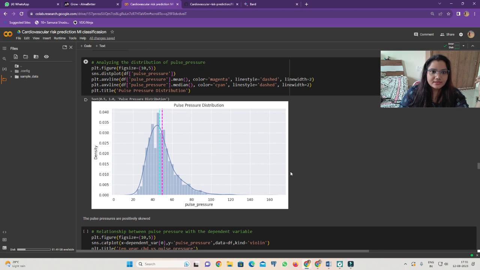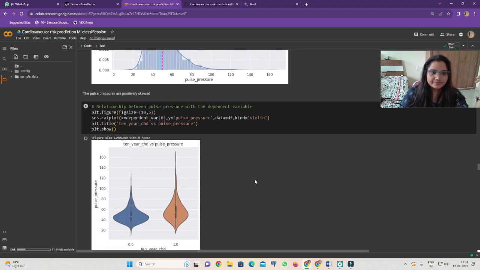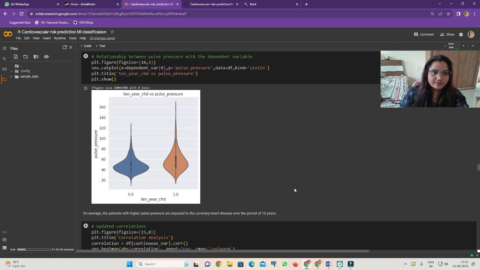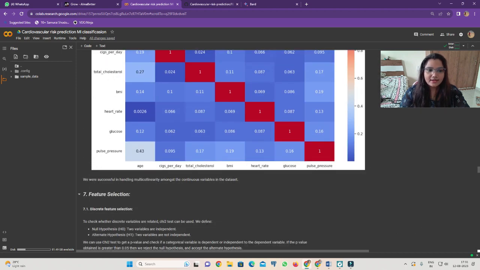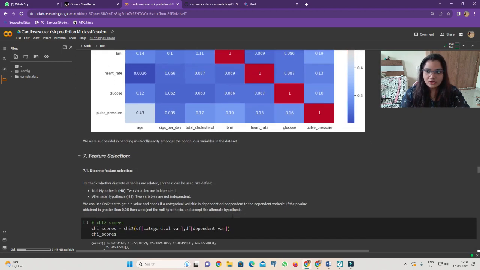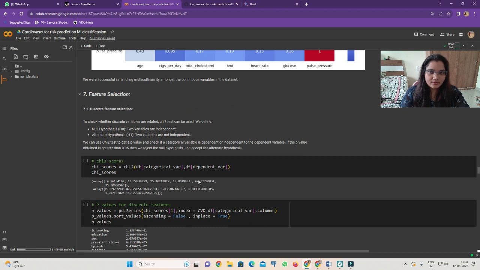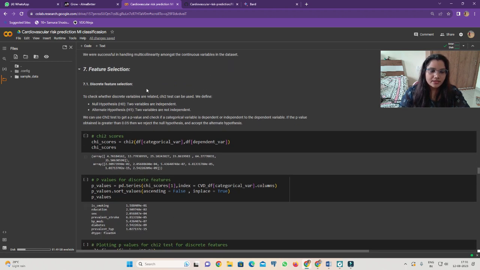Then we are analyzing the distribution of pulse pressure. The pulse pressure is positively skewed. Then we are looking at the relationship between pulse pressure and the dependent variable. On average, patients with higher pulse pressure are more exposed to coronary heart disease. And the correlation heat map we have already seen above. Then we are going for feature selection.